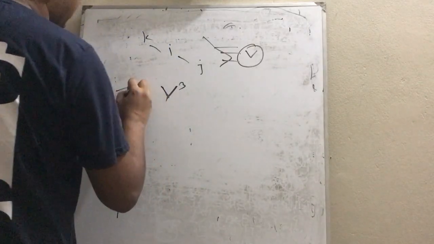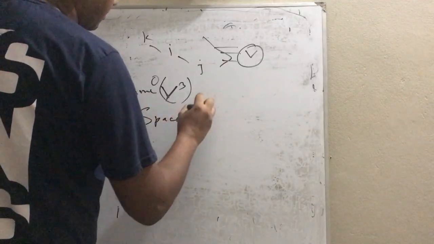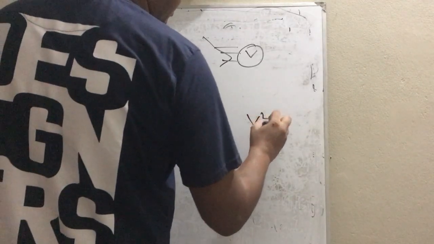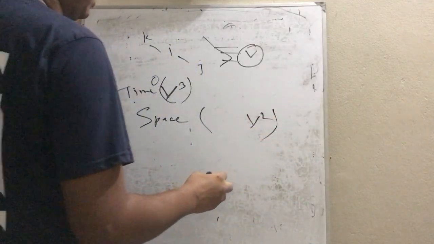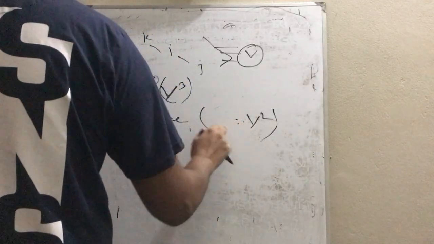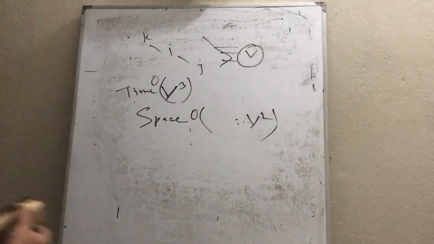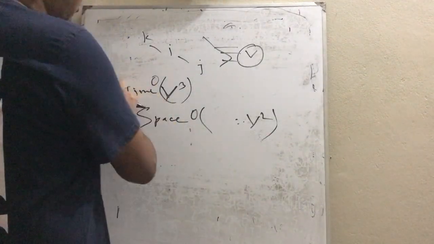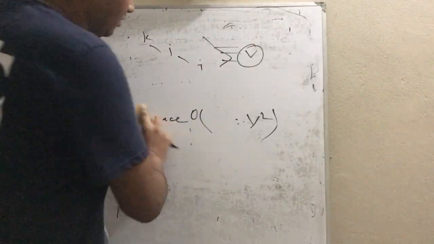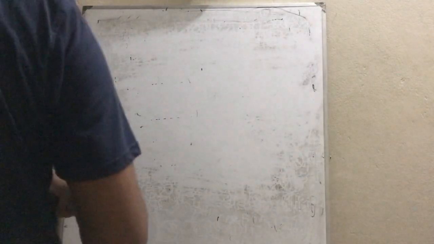So time complexity is big O of V cube. Space complexity is, there is a matrix, so V square. How many matrices? One matrix. So V square, and it is called big O of V square. We have found time complexity. We have found space complexity. Okay. So the time complexity is cubic and the space complexity is square of vertex.